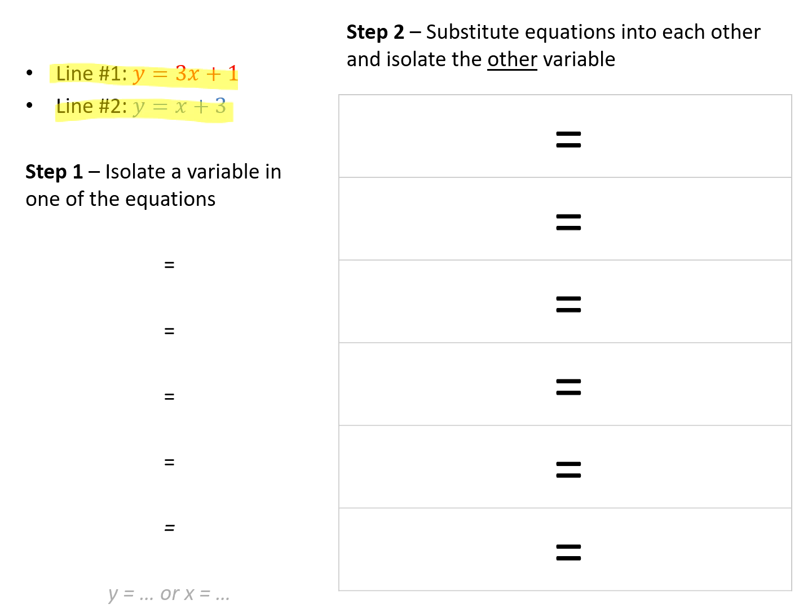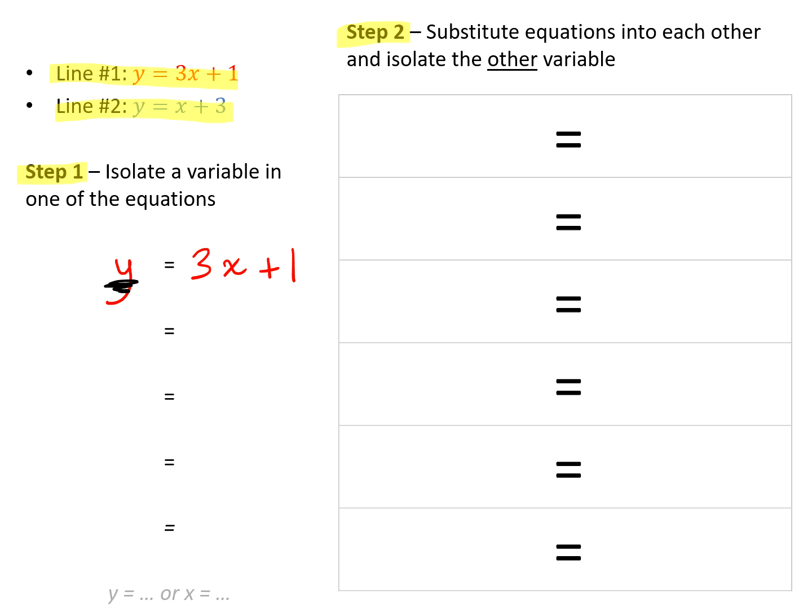In our first step, we're going to isolate a variable in one of the equations. It doesn't matter which equation you choose. I'm choosing to start with the red equation, y equals 3x plus 1. You can see that y is already isolated. It's on the left side of the equal sign all by itself, so there's nothing we really need to do here.